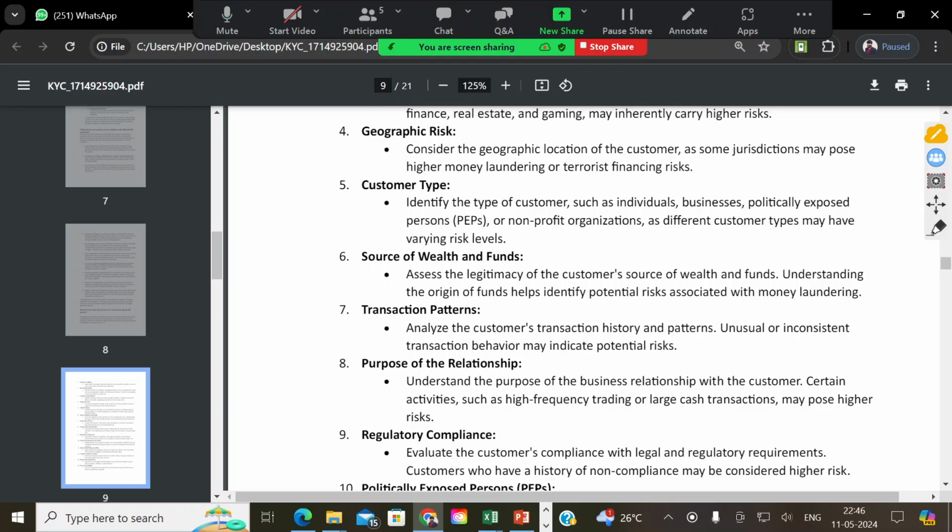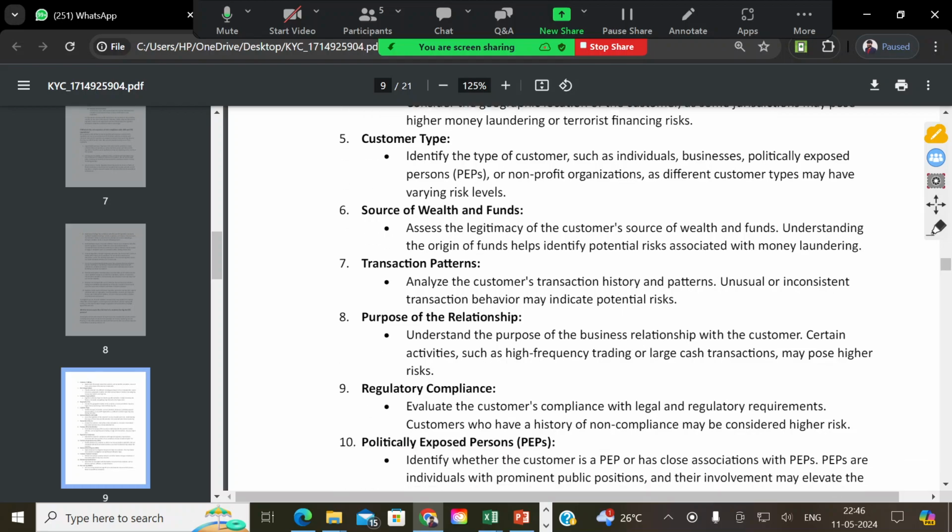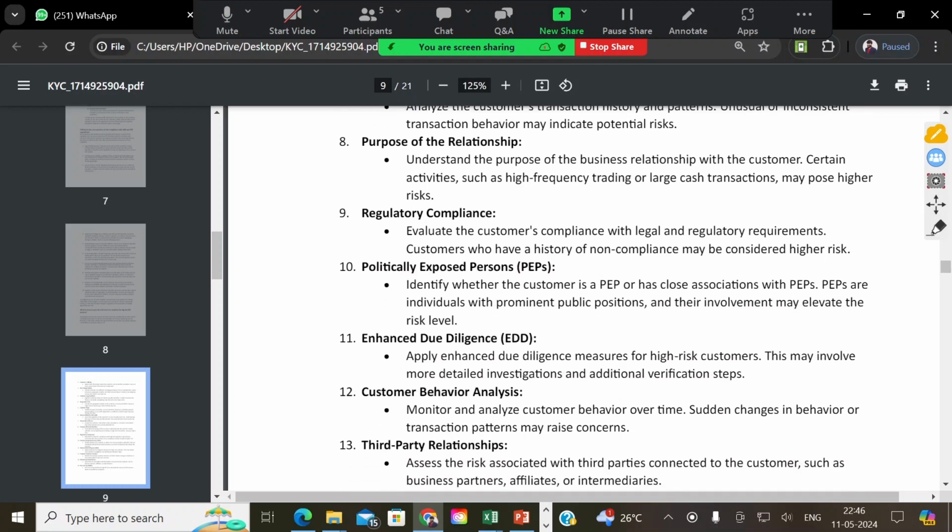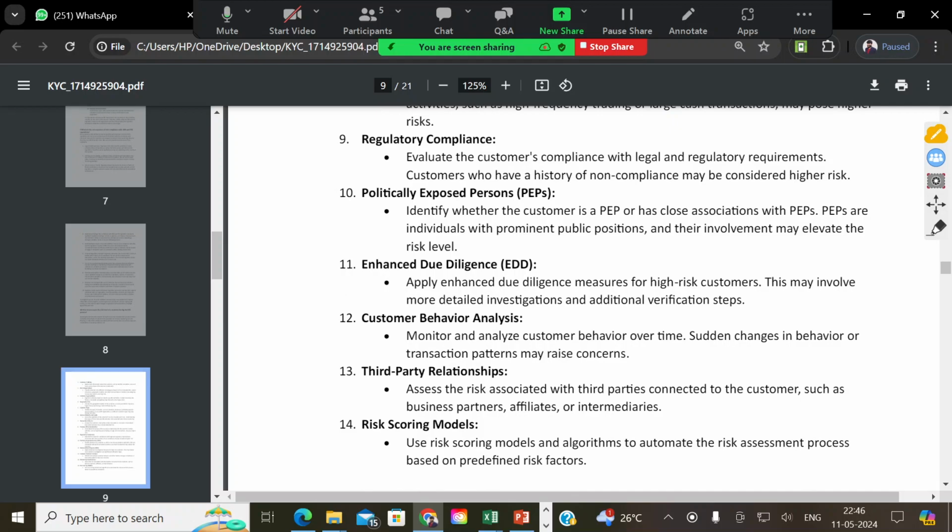Purpose of relationship. So basically, you can check all that information before going ahead with any activities. These are again the same repetitive points. Risk scoring means that when we apply for a personal loan, we always check the score. If your score is not good, then they will not disburse your amount. Third party relationship, customer behavior, everything, you can basically perform checks before approving anything.